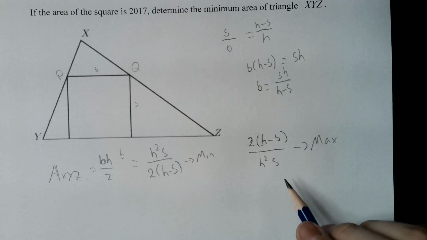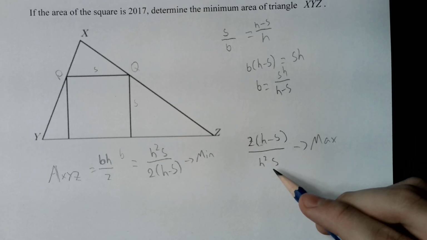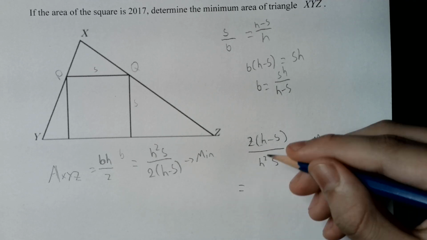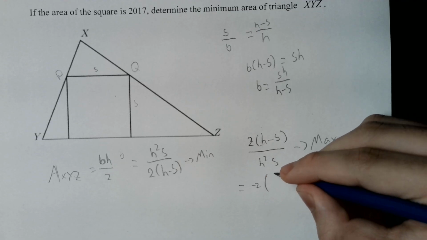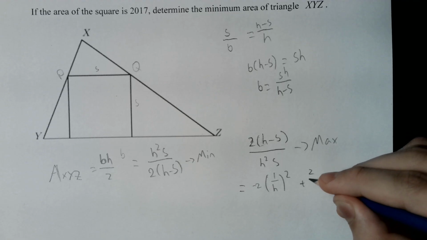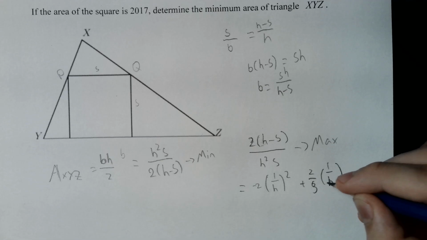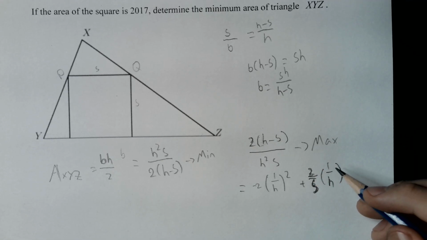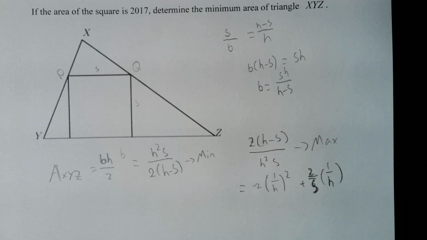So let's look at this equation here: 2 times (H minus S) divided by H squared times S. You see, this can also be written into negative 2. So if you expand it, we can then receive this. That's an S, by the way, I wrote it wrong. So we have negative 2 times 1 over h squared plus 2 over s times 1 over h.